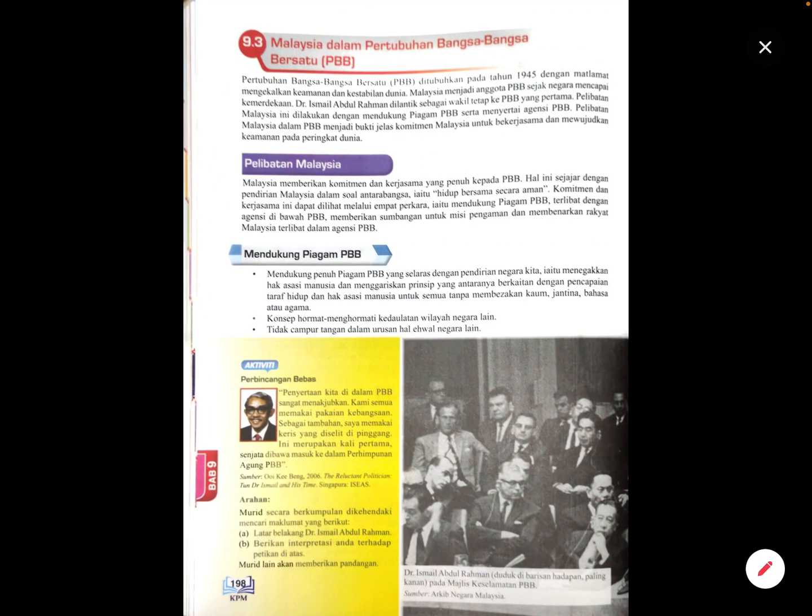So how does Malaysia commit to PBB? Firstly, they really go by the rules. Piagam PBB, they really go by the rules, which is to always prioritize human rights, and always stand by them, regardless of race, color, religion, gender, language, we still prioritize human rights.